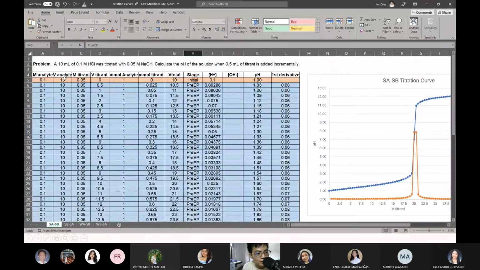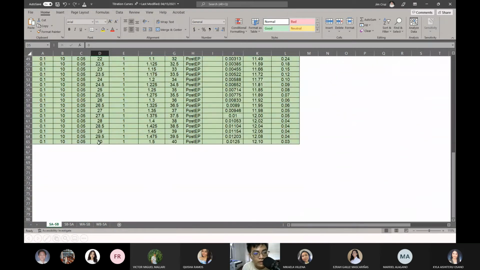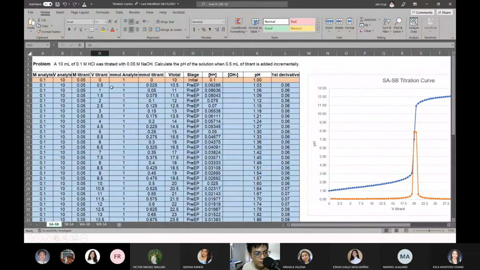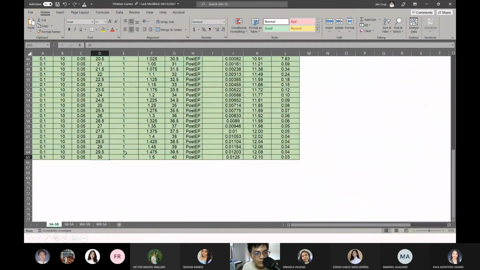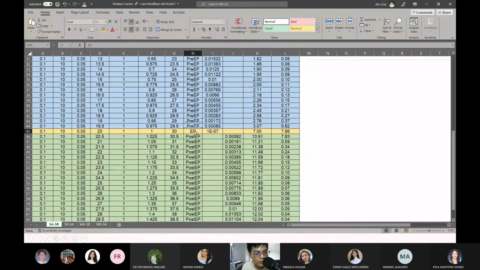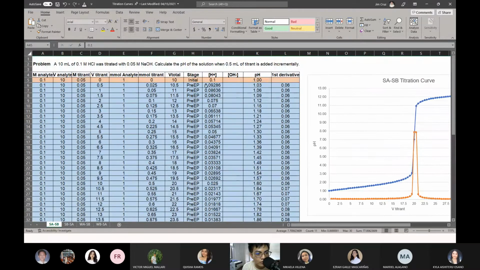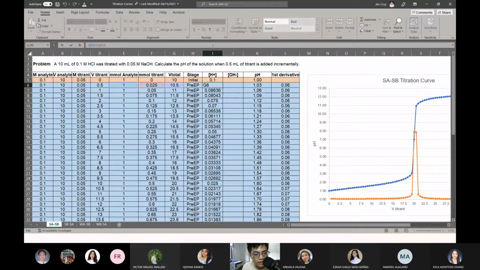Tapos mapapansin mo na yung volume ng titrant namin, we started from 0 and then we added 0.5 ml up to 30 ml. Okay, so puro 0.5 yung difference. So 0.5, 1.0, 1.5, 2, 2.5 until 30. So just like what we did kanina, required na alam mo yung initial and the equivalence point. Kasi once na malaman mo yan, then that's the time you can plug in whatever is the correct equation.